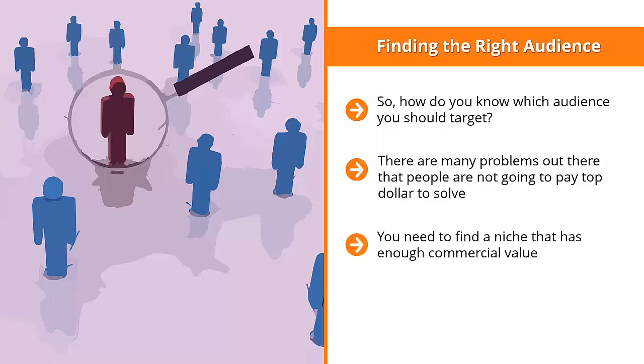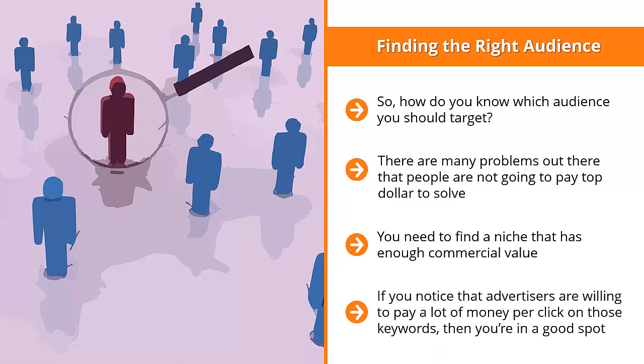You need to find a niche that has enough commercial value. One way to estimate this is to use Google AdWords Keyword Planner and do cost per click research on keywords related to your niche. If you notice that advertisers are willing to pay a lot of money per click on those keywords, then you're in a good spot. Chances are there's enough commercial demand for that niche. People are willing to pay a significant amount of money to solve problems related to your niche.